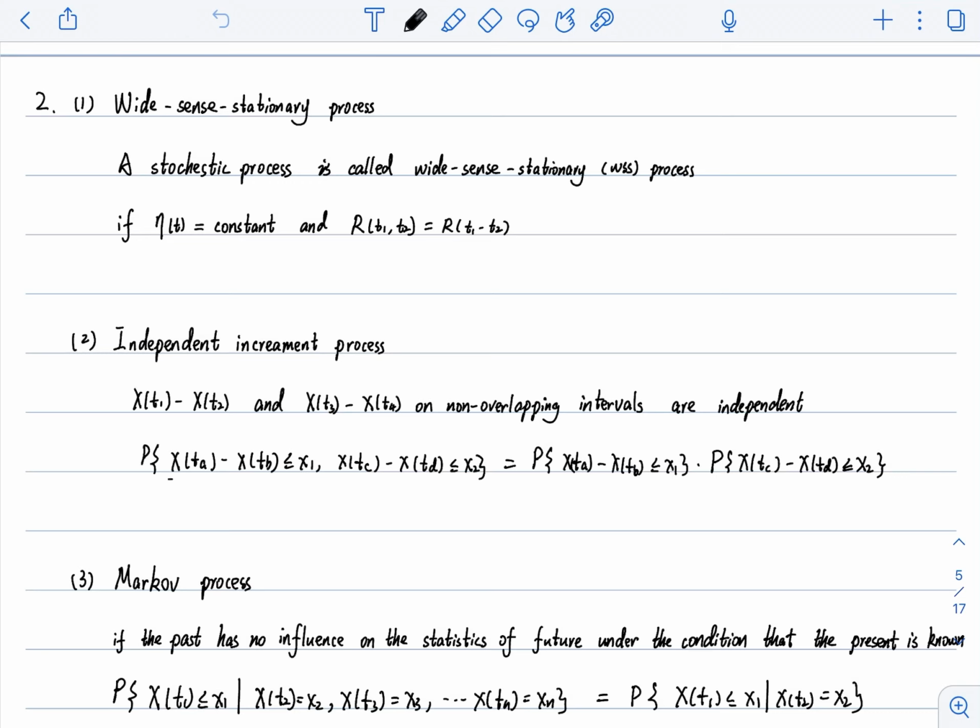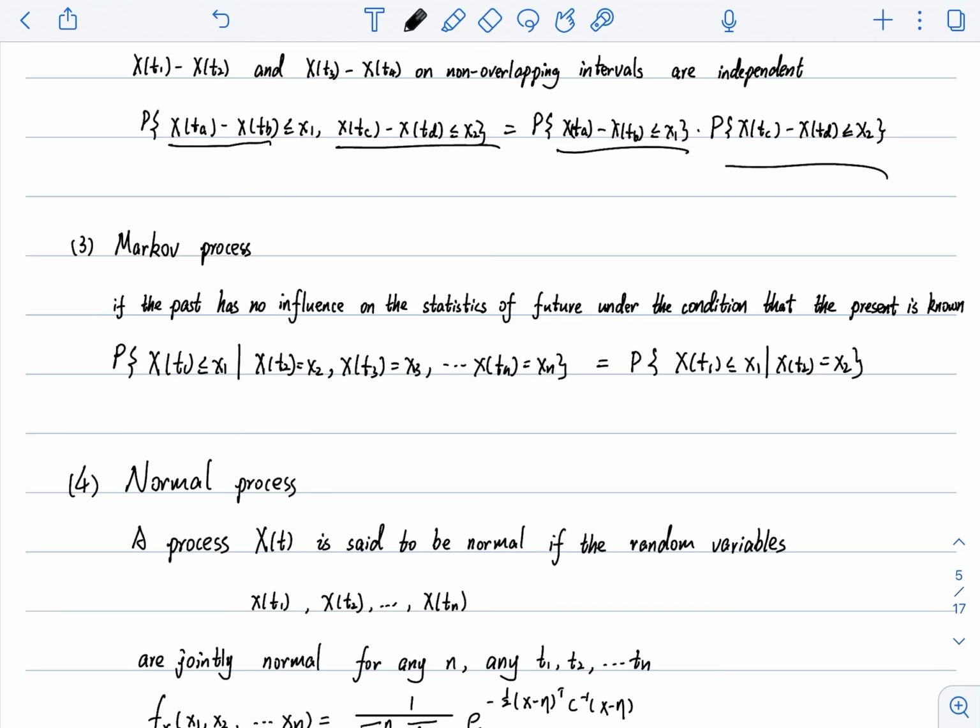the probability of X(ta) - X(tb) less than or equal to x1 and X(tc) - X(td) less than or equal to x2 is independent. This is the definition of the independent increment process.